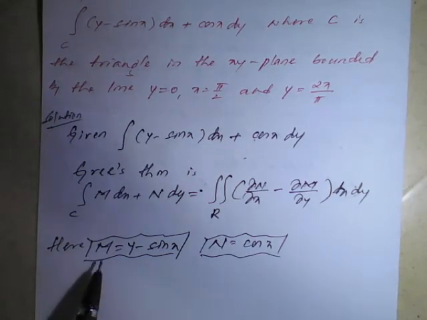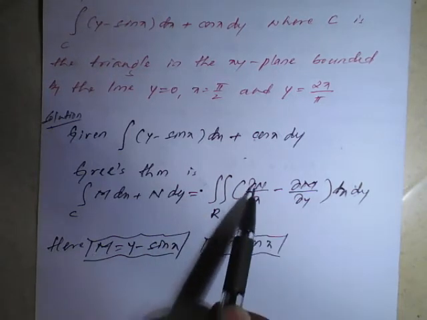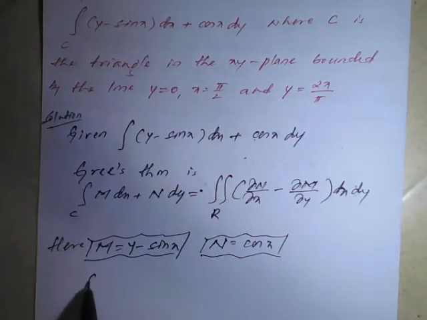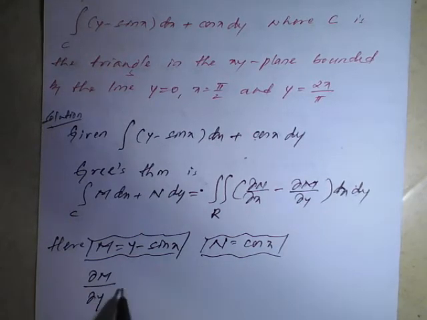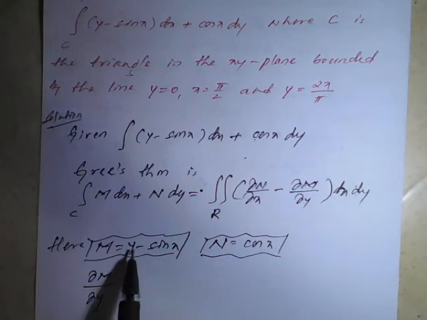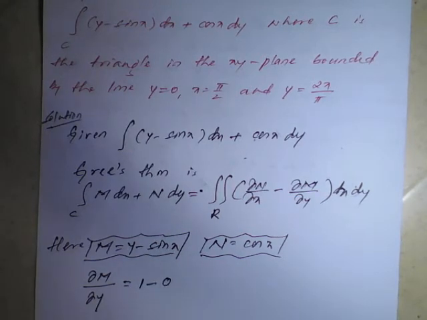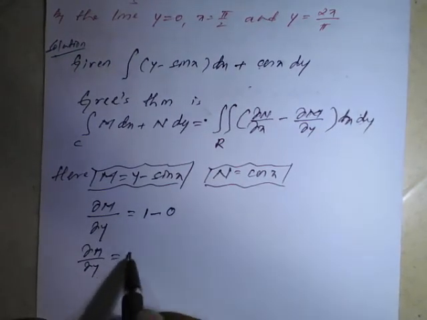Fine. So once I got m and n, I want to work out ∂m/∂y and ∂n/∂x. Because we needed ∂m/∂y, it is the partial derivative of y minus sin x with respect to y. The partial derivative of y with respect to y is 1, minus the partial derivative of sin x with respect to y, which is 0. Therefore ∂m/∂y is 1.